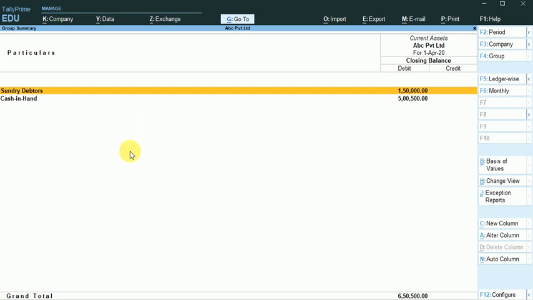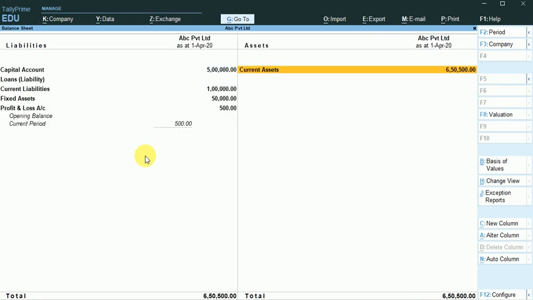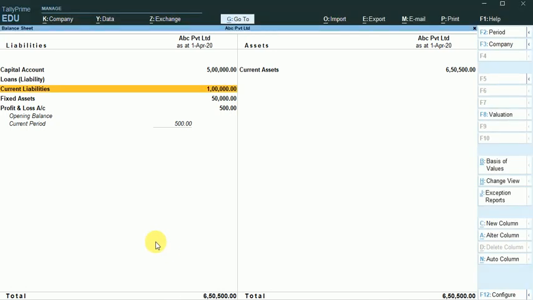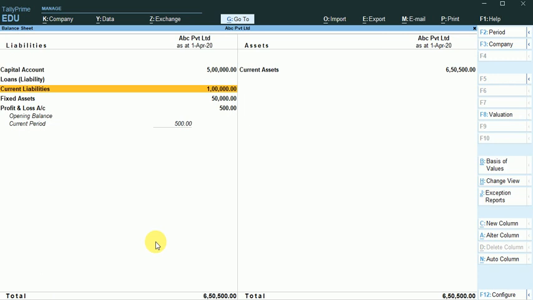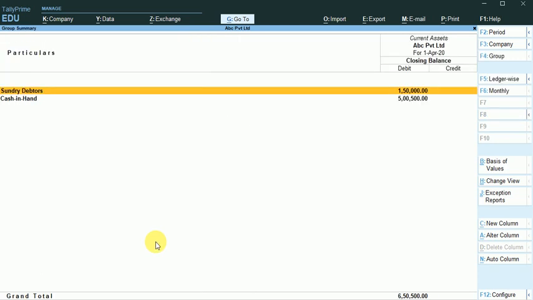The balance sheet shows that I have not paid the vendor, so it appears in the current liability. Similarly, I have not received any cash from my customer. I have sold the asset, and till now I have not received any payment from the customer. That's why these are pending now.